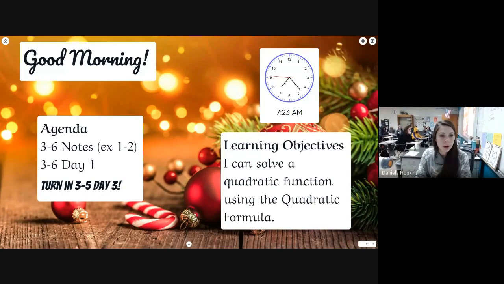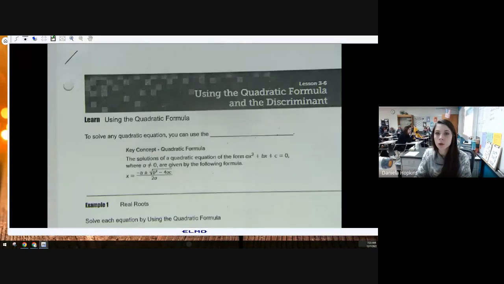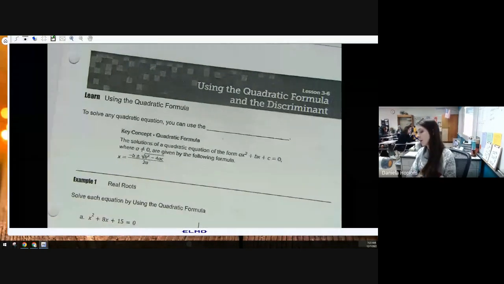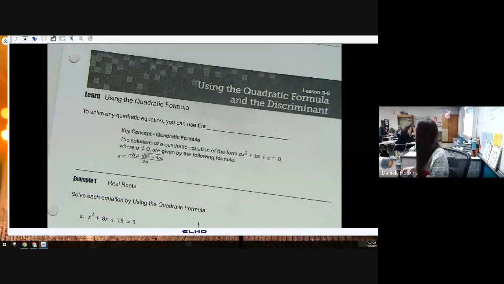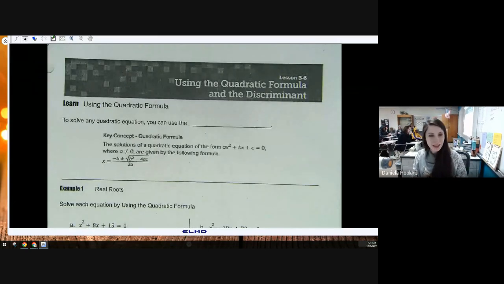Okay, so you have your 3-6 notes in front of you. Again, this is the last section we're going to do that you will be quizzed on. I won't be here, but in January when you come back, there's one more section in chapter 3 or module 3 that we will be doing, but you won't be quizzed over it, so I'm not too worried about it. So this is the last section, and it's about the quadratic formula.